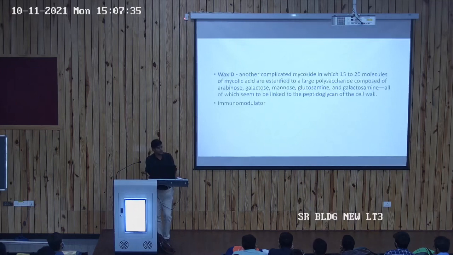Then there is VEX-D, which is another complicated mycoside in which 15 to 20 molecules of mycolic acid are esterified to a large polysaccharide composed of arabinose, galactose, mannose, glucosamine and galactosamine, all of which seem to be linked to the peptidoglycan of the cell wall. It works as an immunomodulator.